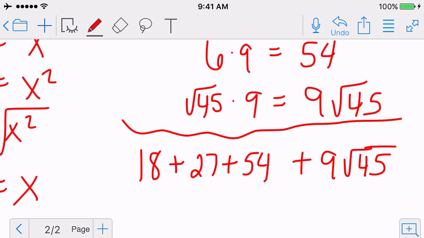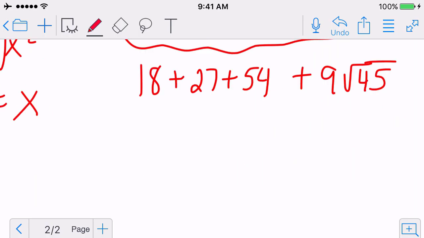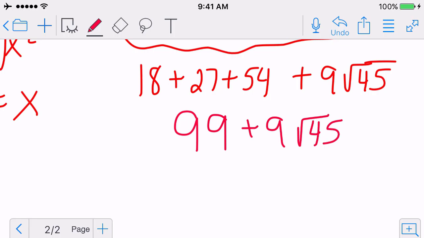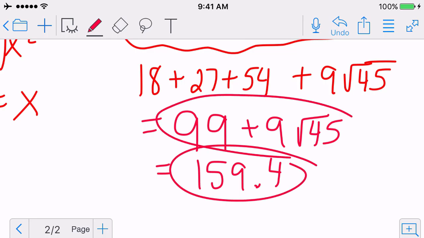You could get a decimal here, or you can just combine these other numbers, 18 plus 27 plus 54. So what would we get? All right, so that should give us 99 plus 9 square root of 45. So you could leave it just like that. If you want to get a decimal, you can try to plug that into your calculator and see what you get. Mine is giving me 159, and then I'm going to round it, 0.4. So either one of those is fine for our surface area.